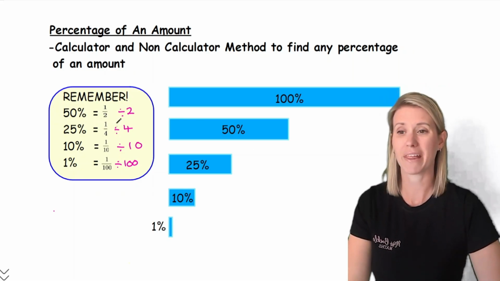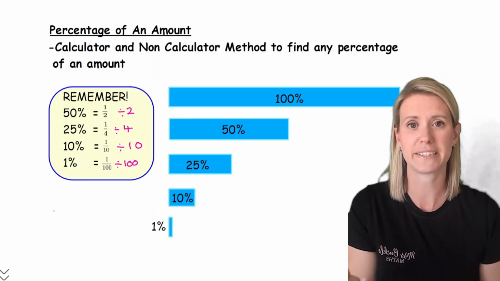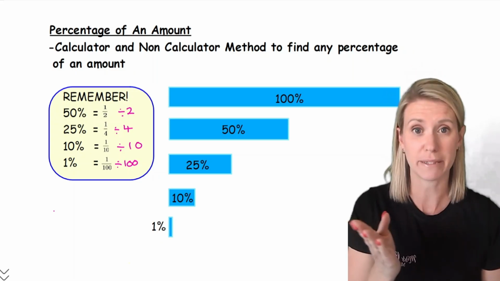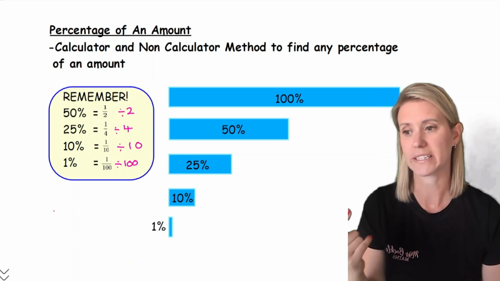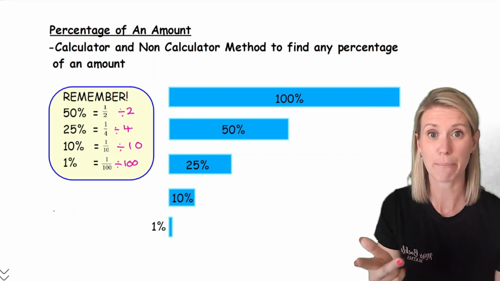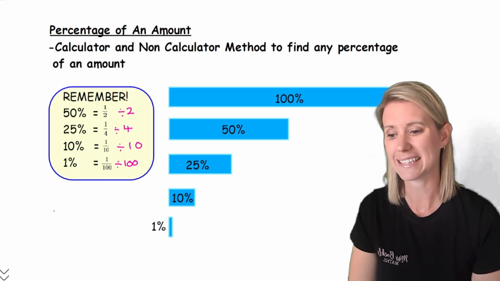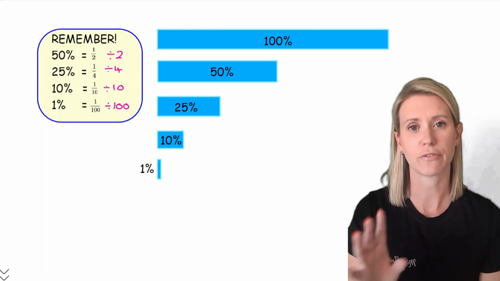You must remember these key facts going forward because these are the bare bones of how we find the percentage of any amount. If you just remember those 4, you can find any percentage. So divide by 2 for 50%, divide by 4 for 25%, divide by 10 for 10%, and divide by 100 for 1%. And it all links in with the 100%. Now we've got that sorted, we can use that to find the percentage of any amount.